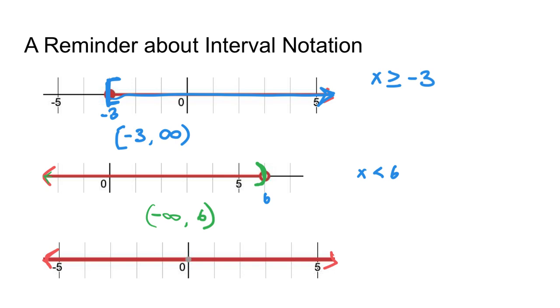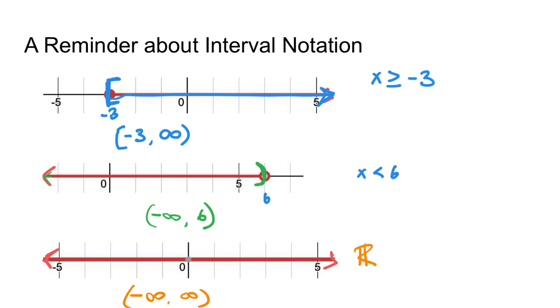And then when we get to this last one, this is everything. This is what we call all real numbers, right? You've seen me use that symbol before. In interval notation, again, think about where I'm starting. I'm starting to the far left. That's at negative infinity. Where am I ending? I'm ending at positive infinity. So I would write interval notation negative infinity, comma, positive infinity for all real numbers. That's just a quick reminder of interval notation.